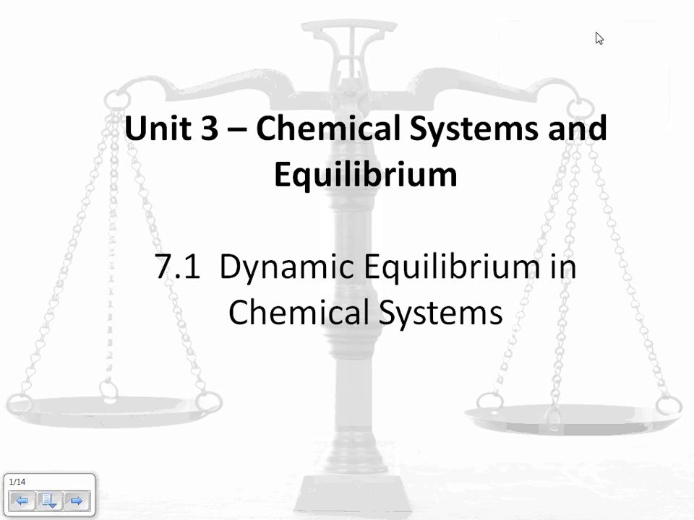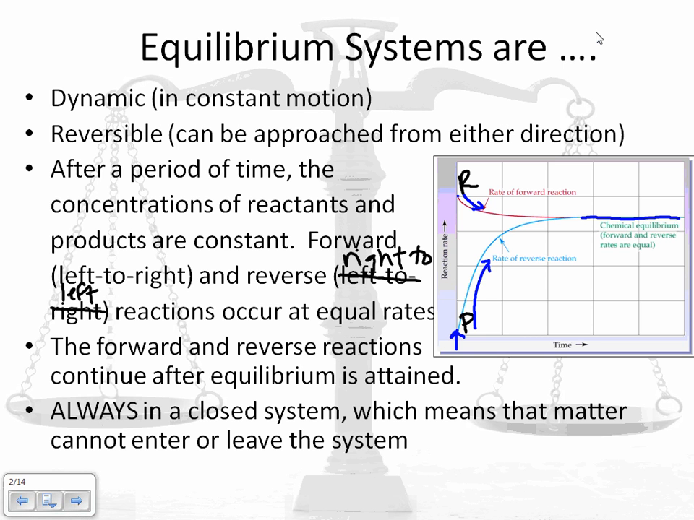All right, so our first topic in our third unit of chemical systems in equilibrium is called dynamic equilibrium in chemical systems. What we're actually going to be studying in this unit is reversible chemical reactions, and we're going to look at the concentrations of reactants and products and note how they change over time. That's what equilibrium is all about. It's about looking at dynamic equilibrium in this case, which means ever changing in chemical systems. So what does that actually look like?